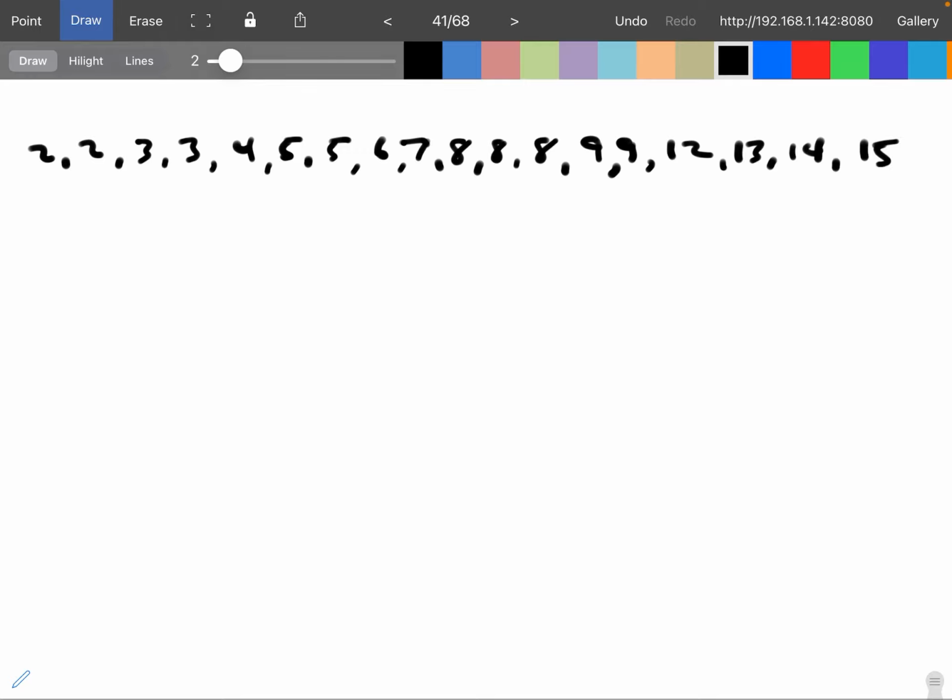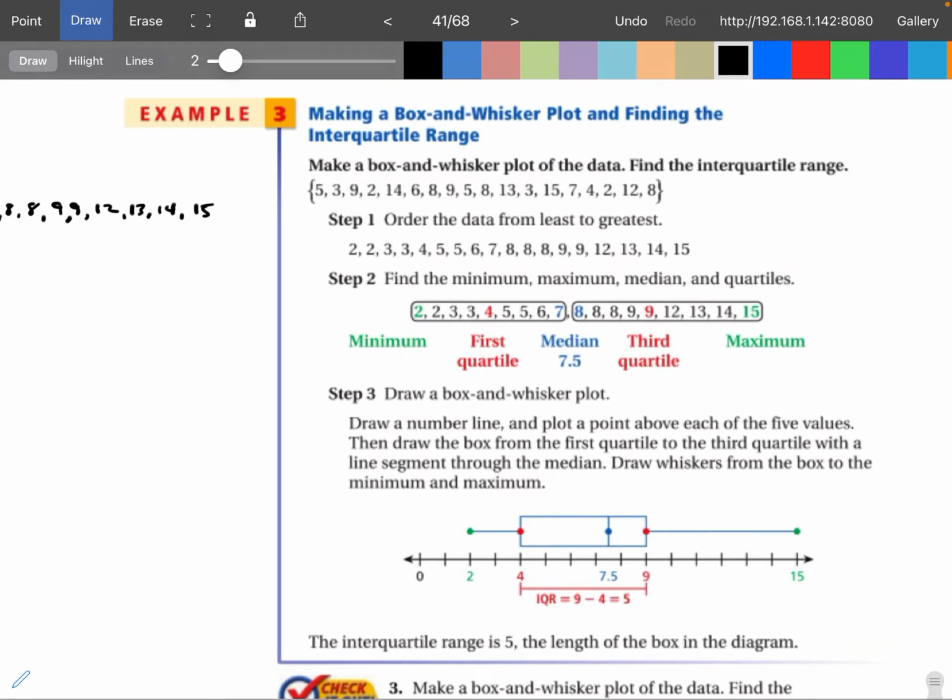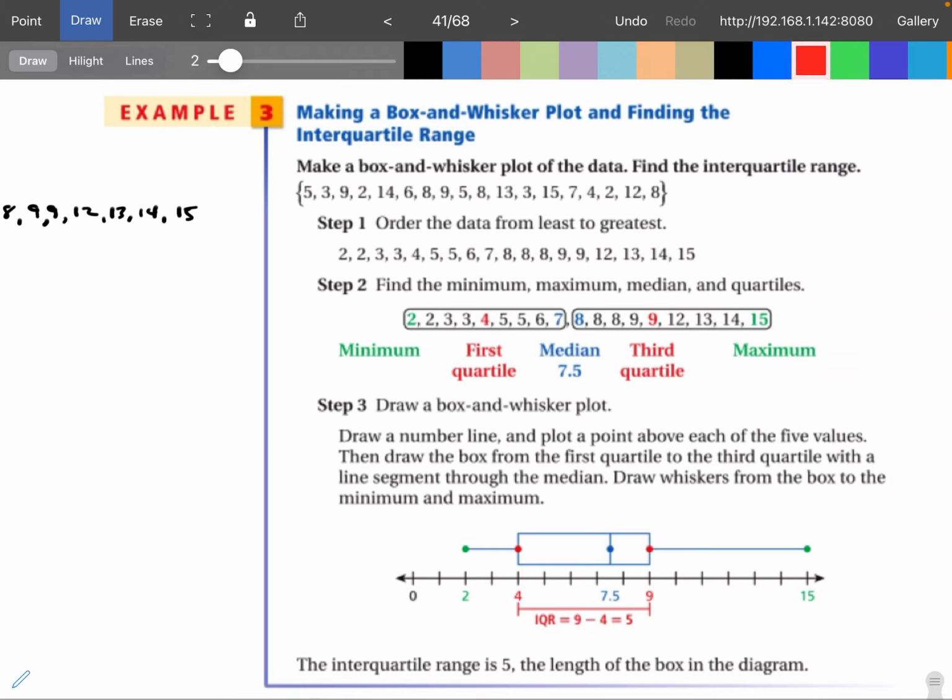Let me make sure. What I normally would have done, you guys, is as I put them in order, I would have been crossing them out. You know, I was saying, okay, there's a 2 there and a 2 there, so there's 2 2s. Then there's a 3 there, a 3 there, so there's 2 3s. So I would have been crossing them out as I went along, but I couldn't see that part of the page at the same time. So let me just count them.